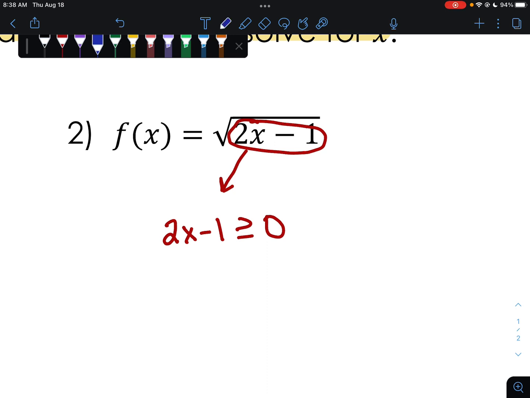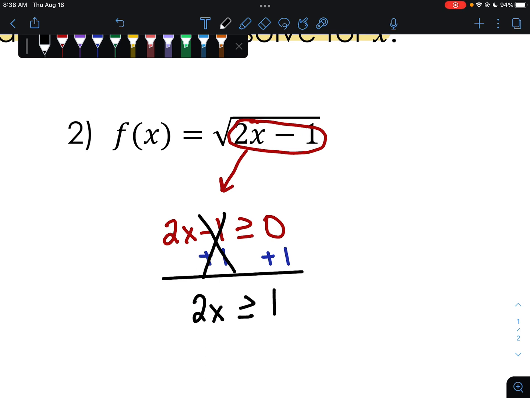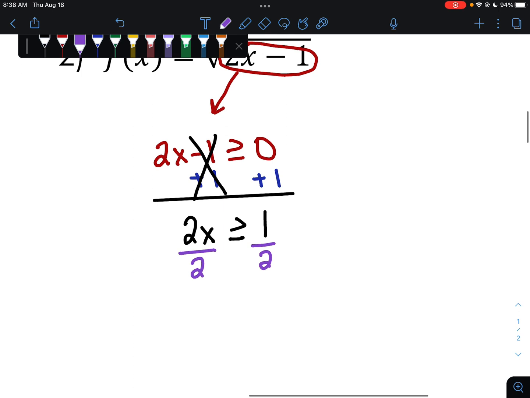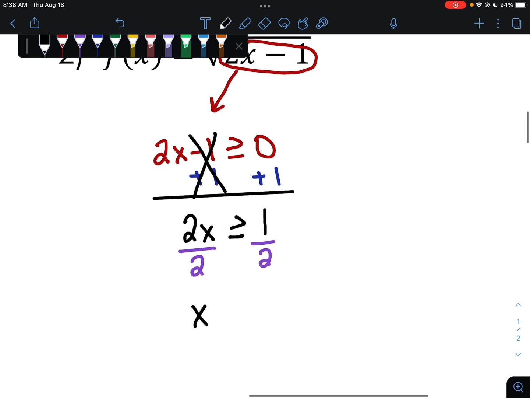We start by adding 1 to both sides. When I do that, my 1's zero out. I'm left with 2x is greater than or equal to 1. Next, I am going to divide both sides by 2 to get x by itself. When we do that, we get x is greater than or equal to 1/2. So again, this is our algebraic notation.